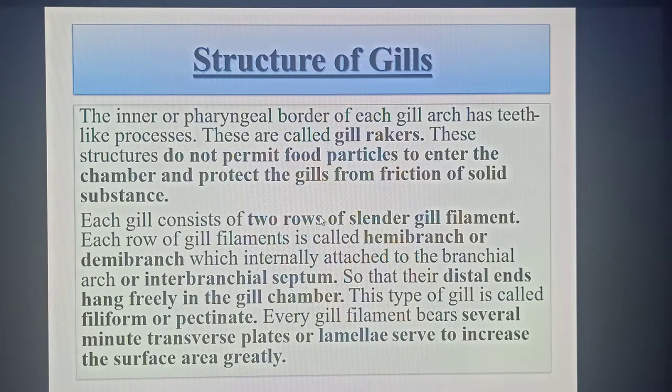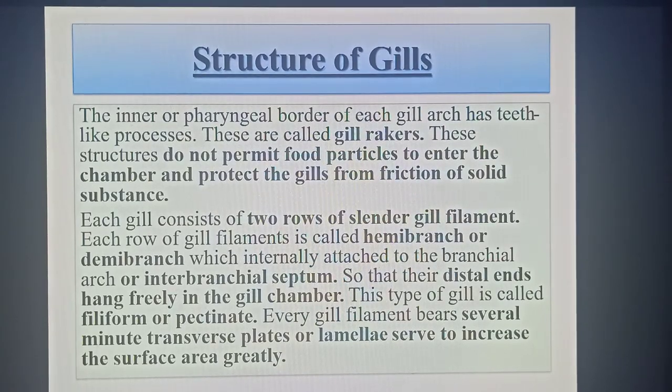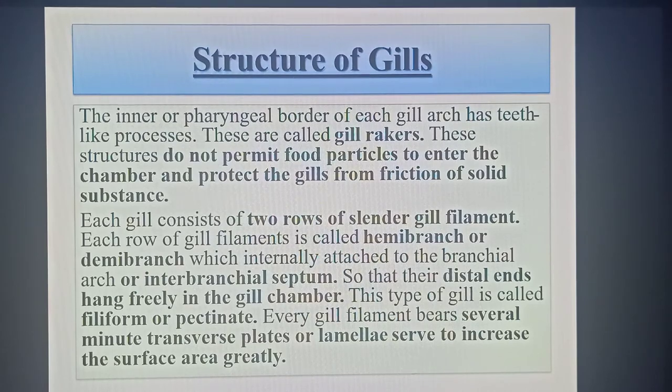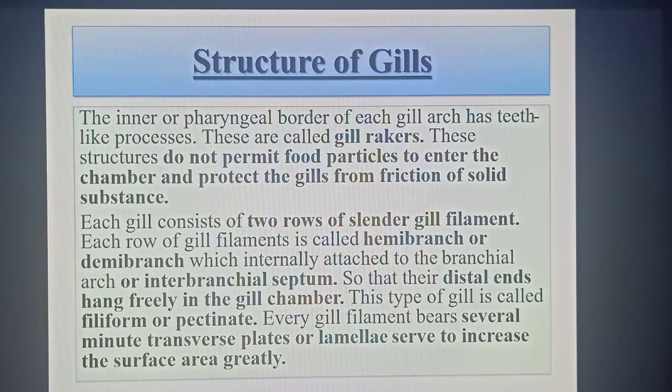Each gill consists of two rows of slender gill filaments. Each row of gill filaments is called a hemibranch or demibranch, which is internally attached to the branchial arch or interbranchial septum, so that the distal ends of the gill filaments hang freely in the gill chamber. Such a type of gill is called a filiform or pectinate type of gill. Every gill filament bears several minute transverse plates or lamellae, and the lamellae serve to greatly increase the surface area of gaseous exchange.